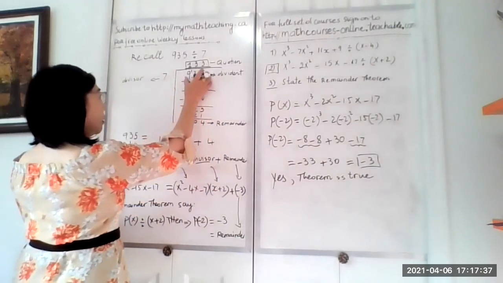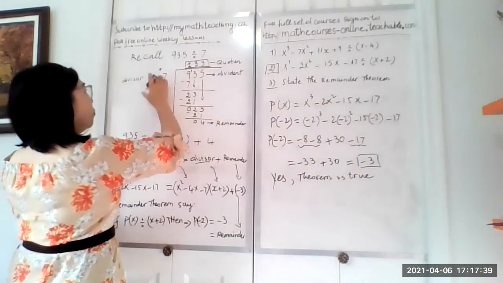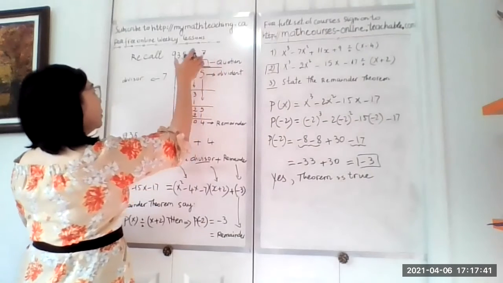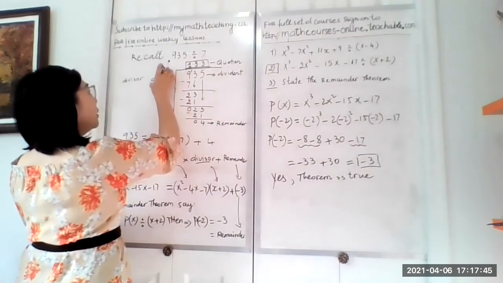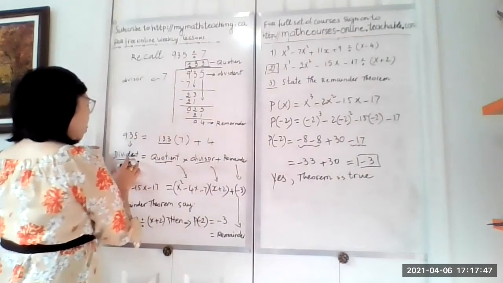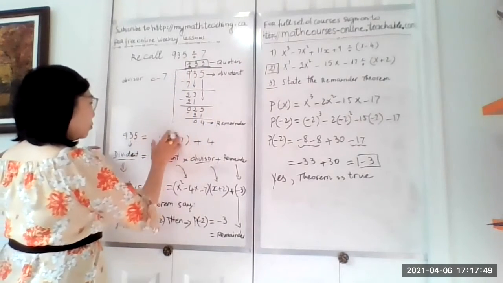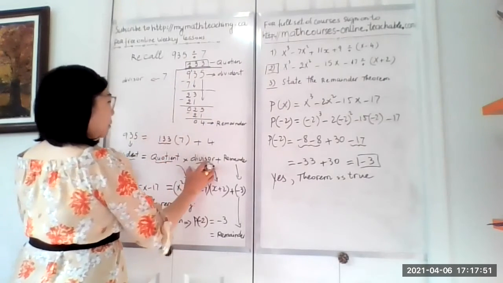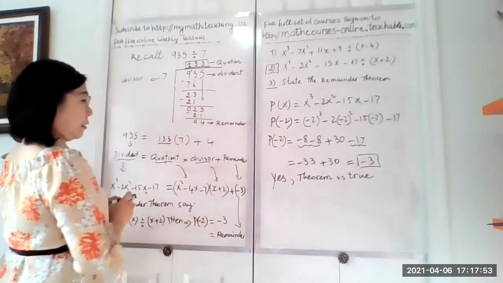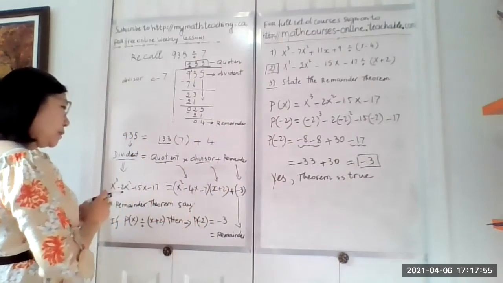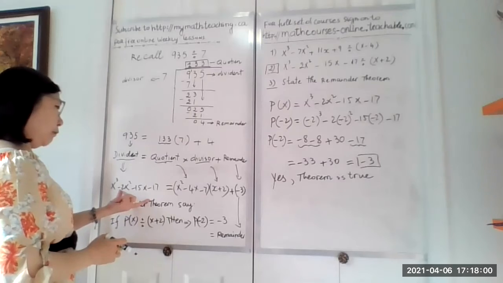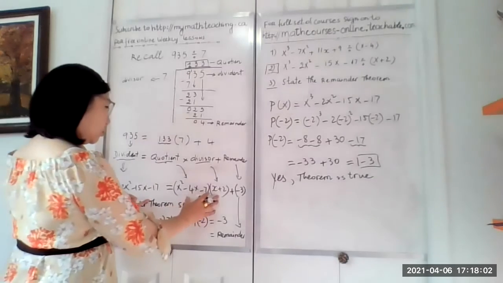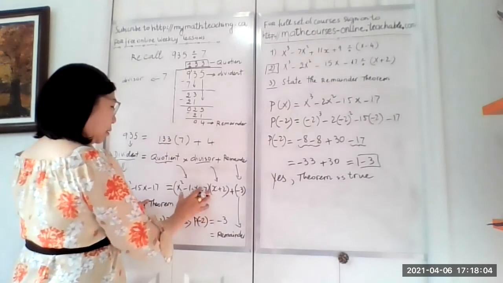Everybody knows this statement is true: if we divide a dividend, the answer we get is called a quotient, times the factor, which is the divisor. So dividend equals the quotient times the divisor plus the remainder. So basically, this polynomial function is equivalent to these two factors here.